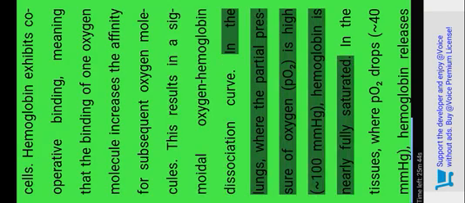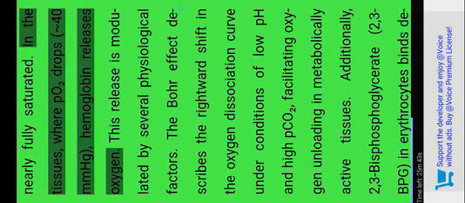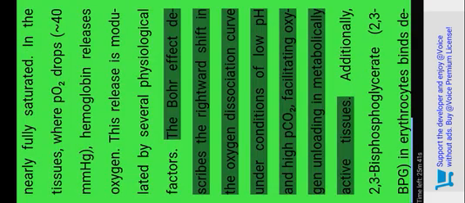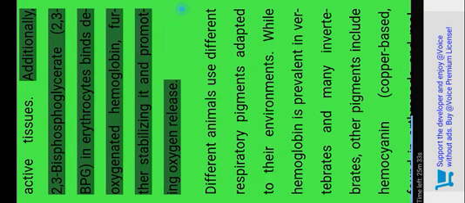In the lungs, where the partial pressure of oxygen, PO2, is high, approximately 100 mmHg, hemoglobin is nearly fully saturated. In the tissues, where PO2 drops to approximately 40 mmHg, hemoglobin releases oxygen. This release is modulated by several physiological factors. The Bohr effect describes the rightward shift in the oxygen dissociation curve under conditions of low pH and high PCO2, facilitating oxygen unloading in metabolically active tissues. Additionally, 2,3-bisphosphoglycerate, 2,3-BPG, in erythrocytes binds deoxygenated hemoglobin, further stabilizing it and promoting oxygen release.